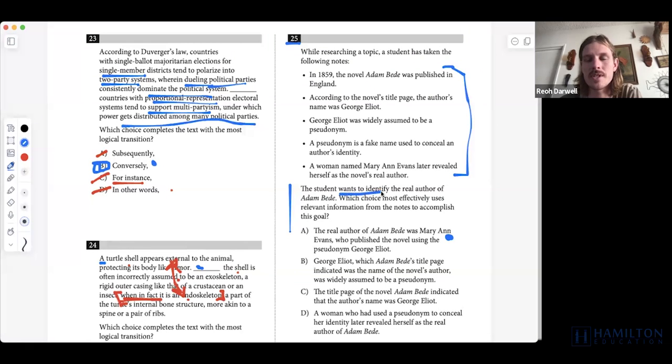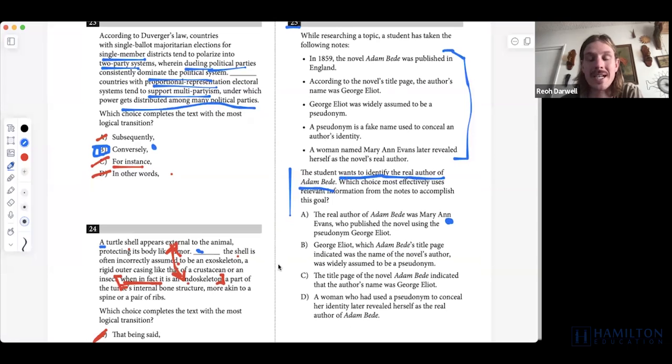So the student wants to identify the real author of Adam Bede. George Eliot is someone who, if you've been in our summer classes, you've read. Many people assume George Eliot was a male, but it was a pseudonym. Who is the real person? Mary Ann Evans. All right. So we just want to say Mary Ann Evans was the actual author. Which one says that? Only A.